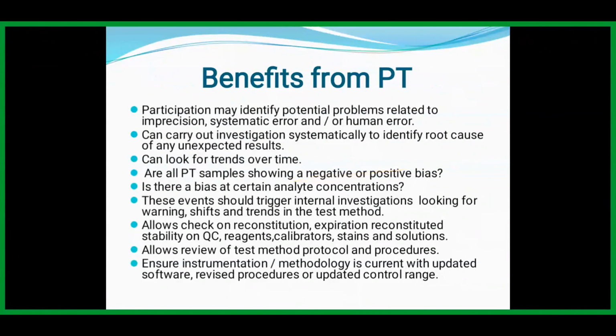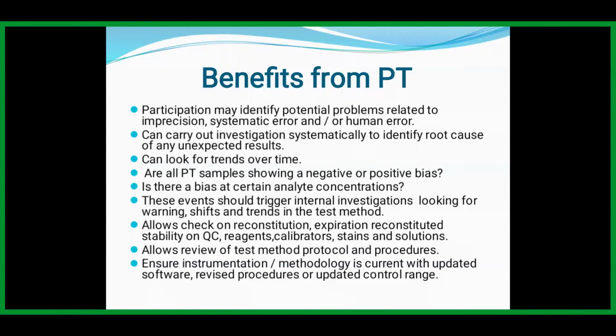Then what are the other benefits from PT? More than the determination of accuracy and bias, or the determination of total error. Participation may identify potential problems related to imprecision, systemic error, or human error. We can carry out investigations systematically to identify the root cause of an unexpected result. We can look for trends over time. How? Whether all PT samples show a negative or positive bias. Is there a bias at certain analyte concentrations?